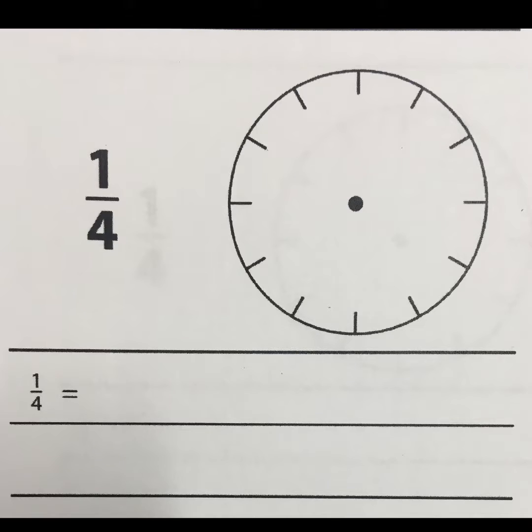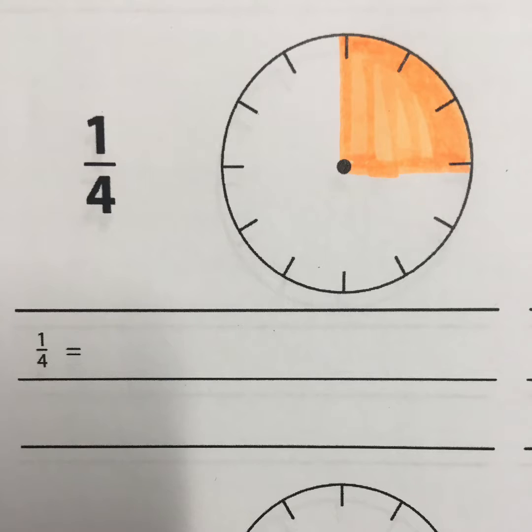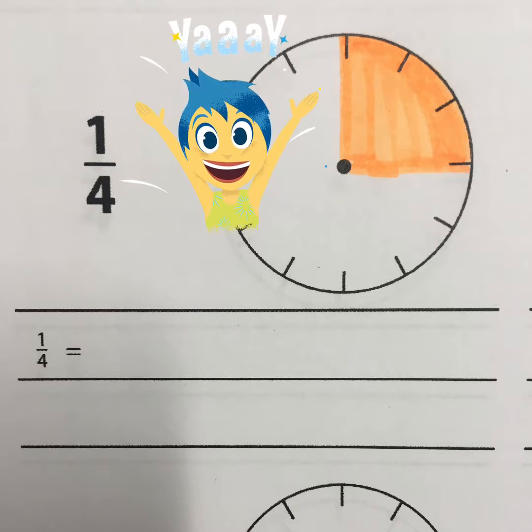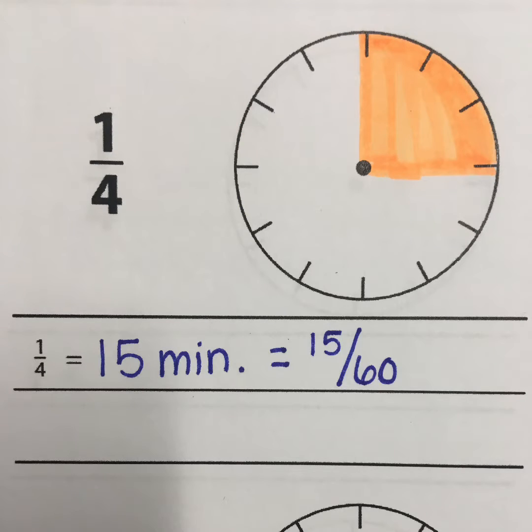Take a minute to try to divide with your pencil. Pause the video before going on. Is this how you shaded your clock? If so, awesome job. Okay, so this shows me that 15 minutes is 1/4 of an hour, which would be 15 out of 60 or 15/60ths. Can I write this any other ways?